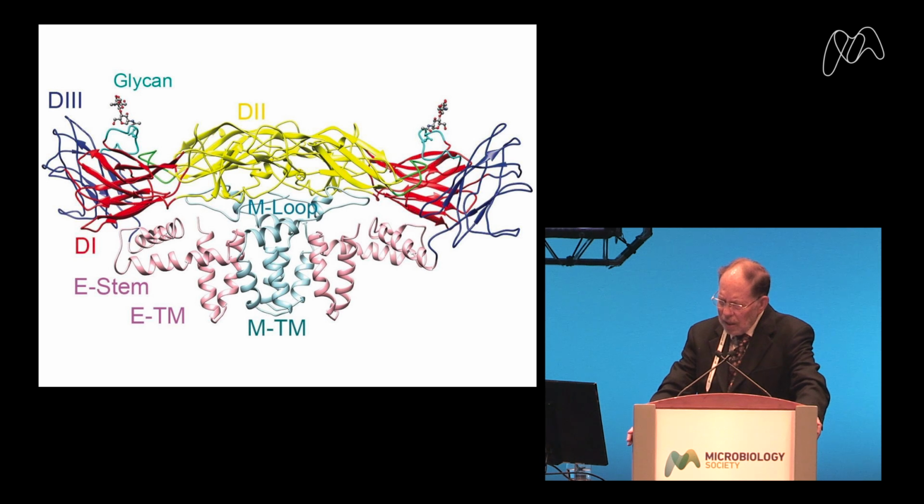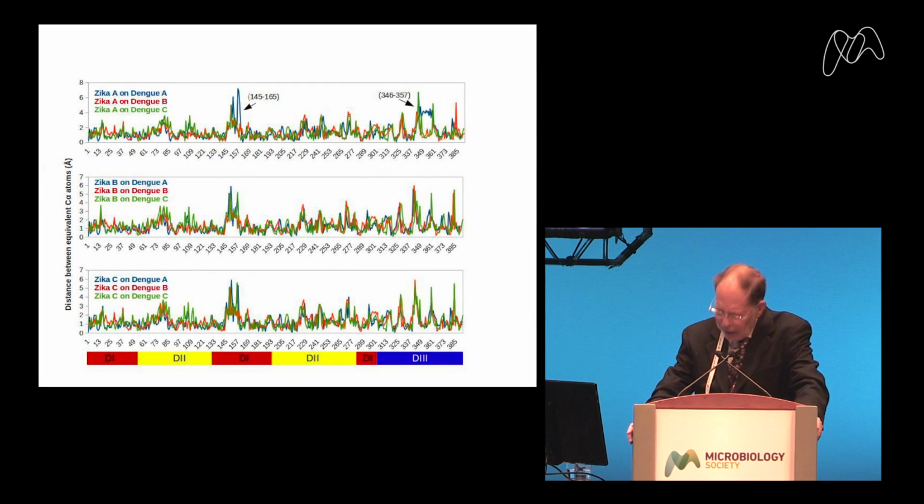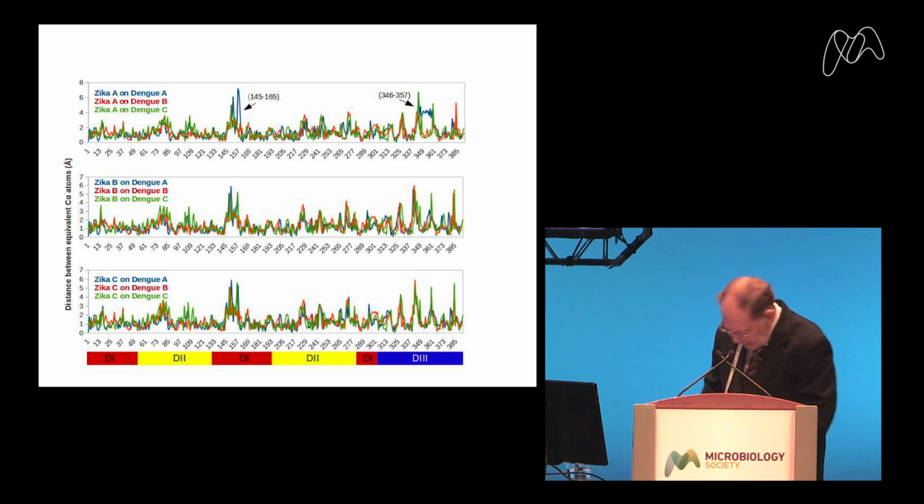And this showed for the first time a direct determination of a flavivirus, as opposed to the mixture of electron microscopy and crystallography, which we had used in all the previous studies on flaviviruses. Now, Zika virus was also interesting in that it was similar to dengue virus, and what's shown here is the amount of similarity.